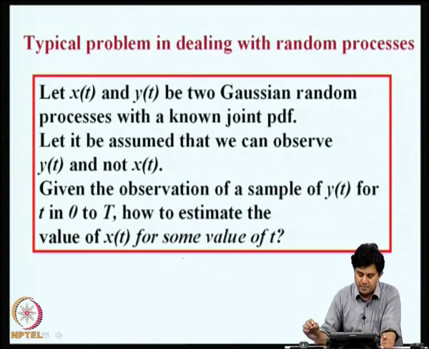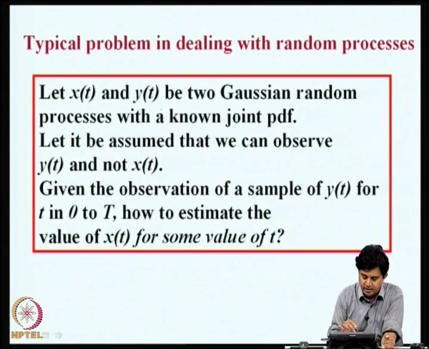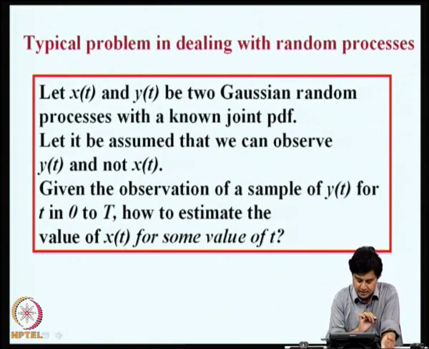The same problem can be asked in dealing with random processes. For example, let x of t and y of t be two Gaussian random processes with a known joint probability density function. Let it be assumed that we can observe y of t and not x of t. Given the observation of a sample of y of t for t in 0 to capital T, how to estimate the value of x of t for some value of t?